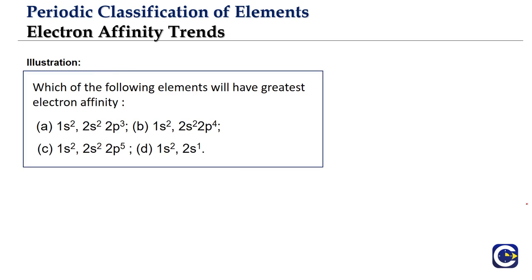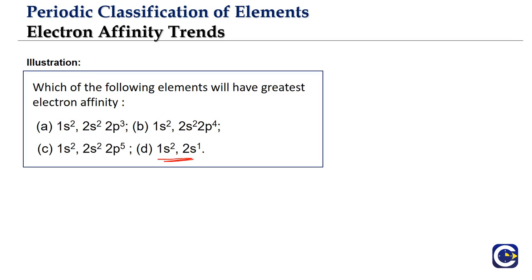Look at the next question. This is about the comparison. Which of the following elements will have greatest electron affinity? So greatest electron affinity will be for what? If you look at the arrangement, all of them, they are all the elements that will belong to second period strictly. I mean, by looking at the arrangement, we can tell.